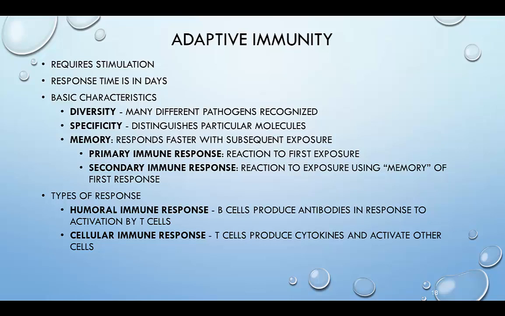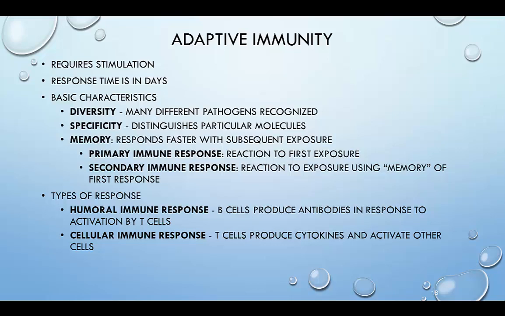Adaptive immunity. This requires stimulation. The response time is generally in days. The basic characteristics of adaptive immunity include diversity, so there are many different pathogens that can be recognized. There's specificity, so that it distinguishes particular molecules. It has the ability to remember, or memory. Then there's the primary immune response, which is what happens at the first exposure. Then we have the secondary immune response, which is what happens at subsequent exposures, and it uses the memory developed from the first exposure.